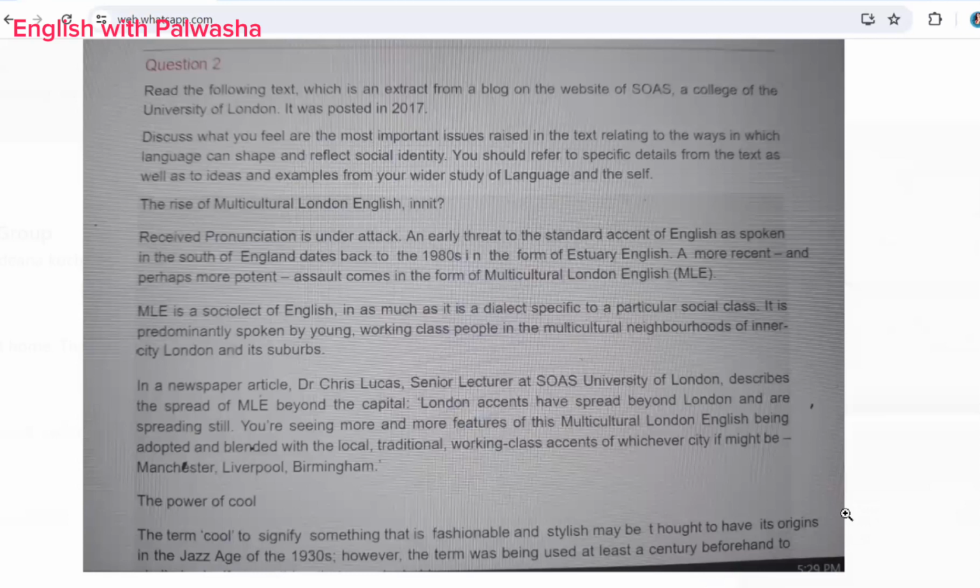So we are going to talk about it, but we will be saying that Emily is used by young working class people in the multicultural neighborhoods of inner city London and its suburbs. Thus, there are four elements which identify speakers of Emily: age, social class, cross culture, and region.